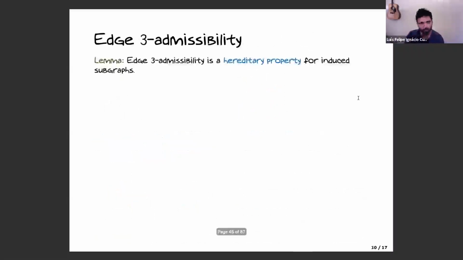Okay, so now we go for the edge 3 admissibility problem. To prove this result, we must first state this lemma, which says that edge 3 admissibility is a unitary property for induced subgraphs. What this means is that if I give you a graph and such a graph is 3 admissible, then any induced subgraph of such a graph is also 3 admissible. And to prove this, I just give you a sketch of the proof.